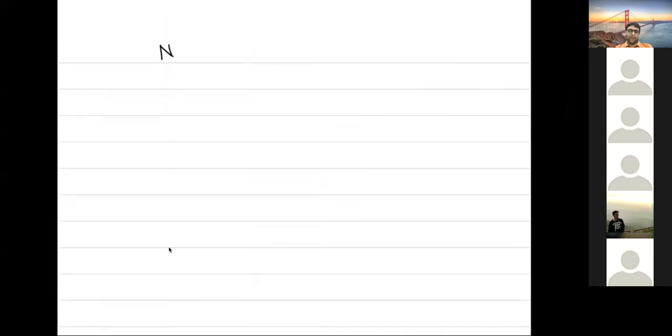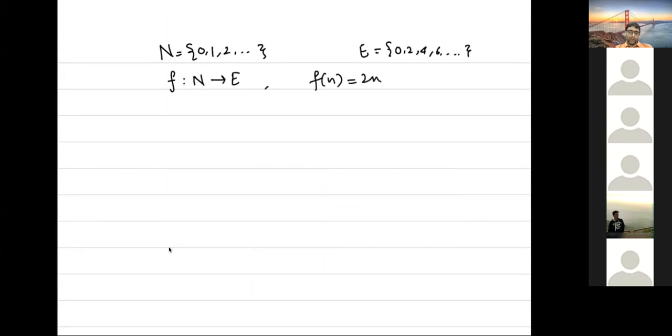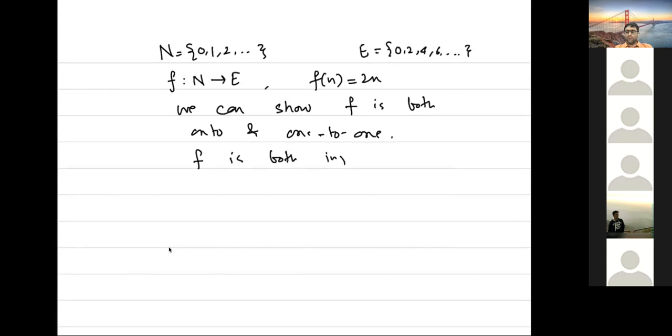Let's go back to our definition of set N and set E. Set N consists of 0, 1, 2, and so on. And set E consists of 0, 2, 4, 6, and so on. Right? So I can construct a bijection between N and E such that my bijection is f of n is 2n. We can show f is both onto and one-to-one. That is, f is both surjective and injective.